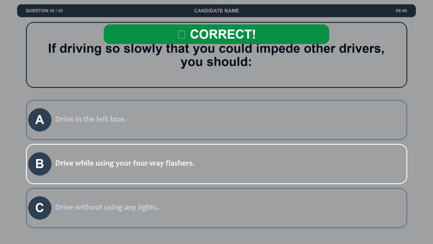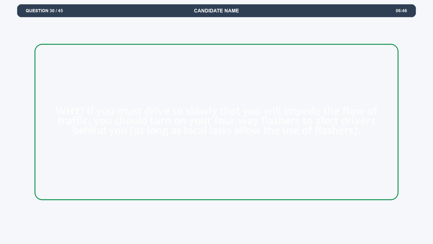The correct answer is option B. Drive while using your four-way flashers. Explanation. If you must drive so slowly that you will impede the flow of traffic, you should turn on your four-way flashers to alert drivers behind you as long as local laws allow the use of flashers.